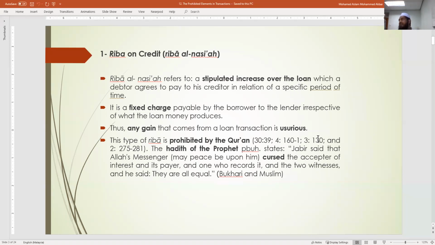The Prophet ﷺ said even he is also equal to the one who lends the money, the one who was giving the money to someone on the basis of riba. Again, everybody is equal in this, right? So this is what the Prophet ﷺ talked about. He said they are cursed.